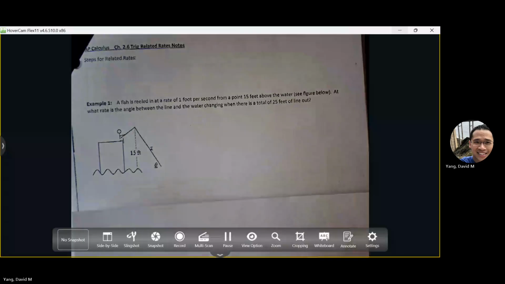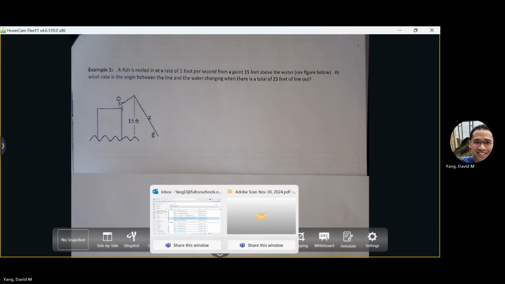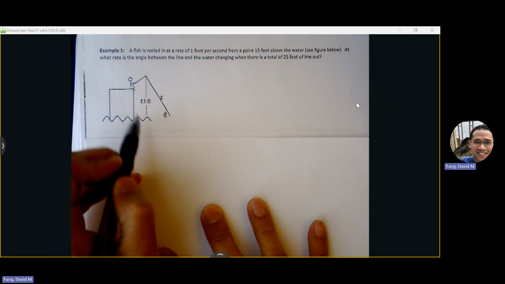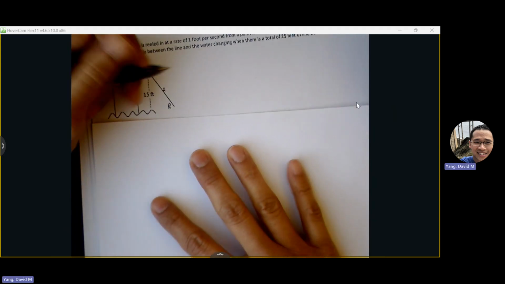Okay, so here's example 1. A fish is being reeled in at a rate of 1 foot per second from a point 15 feet above water. At what rate is the angle between the line and the water changing when there's a total of 25 feet of line out? So our right triangle is going to be here. Let me draw this over here.